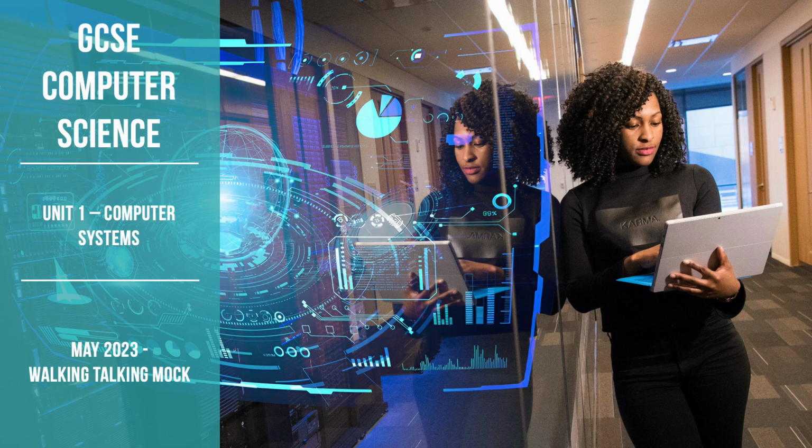Hello and welcome to this latest video, within which we're going to be having a look through the model answers for the May 2023 paper for Unit 1. So this is part of the OCR GCSE Computer Science specification, and as I say is the Unit 1 paper for May 2023. We're going to do this as a walking talking mock, so my suggestion is you've got a blank version of the paper in front of you, you attempt each question and then continue with the video to see the answers that I would be giving.